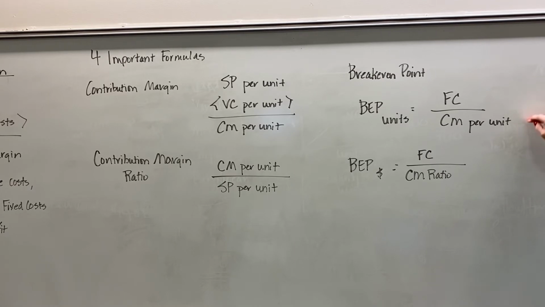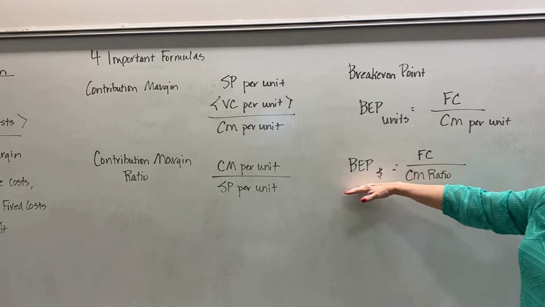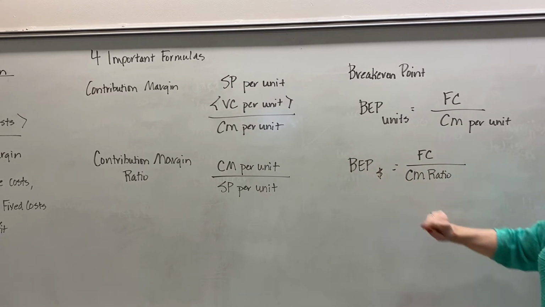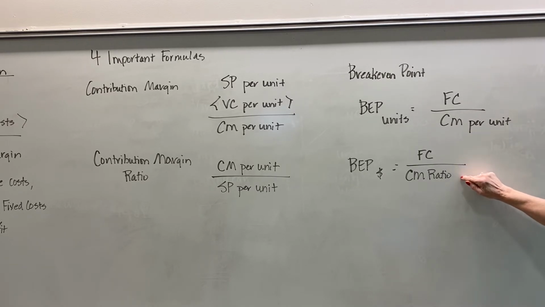Or I might want to know how many dollars must I sell in order to break even. So I can get a break-even point in dollars. In that case, I take my fixed cost and divide by the contribution margin ratio. This one gives me how many units to break even. This one tells me how many sales dollars I must have to break even.